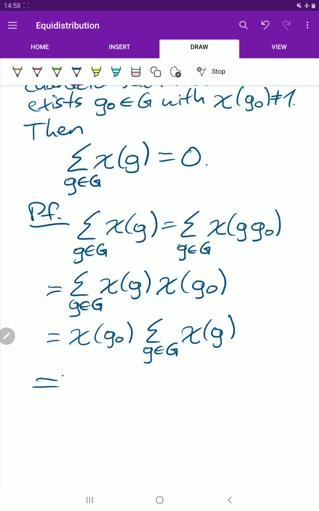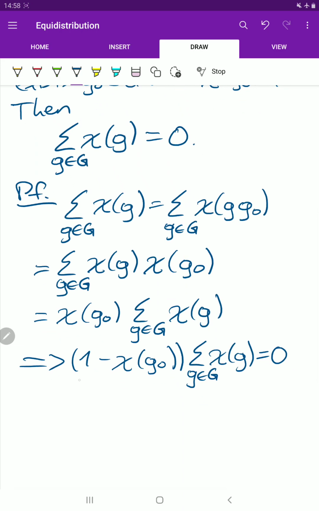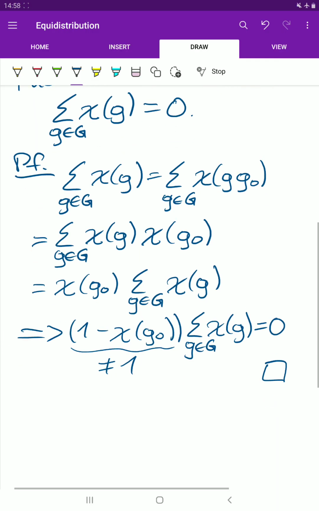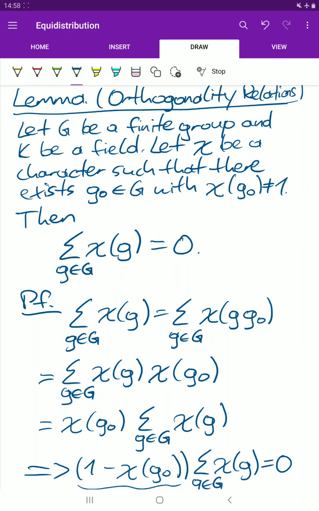So now we are almost done. We subtract 1 from the other, and after subtracting 1 from the other, since everything was an equality, we get 0. But this thing here is not equal to 1, so therefore the latter sum has to be 0, and we have proven our lemma. Okay, so far so good. So the next goal would be to prove the same thing, but summing over the characters.